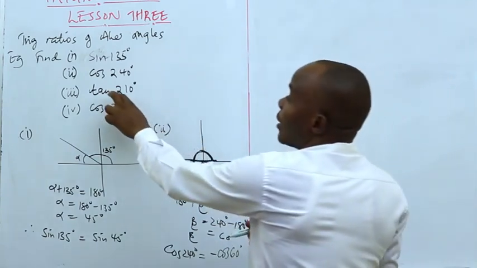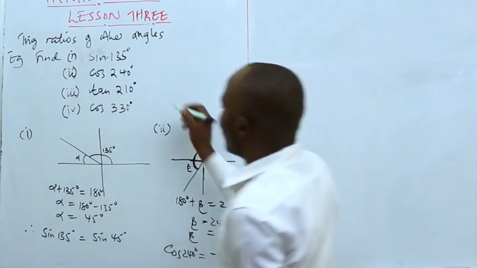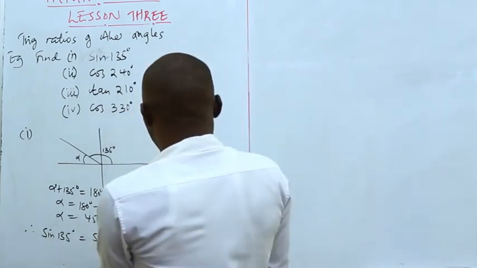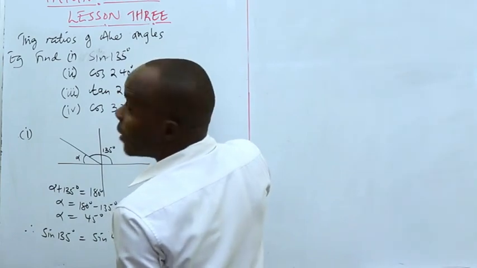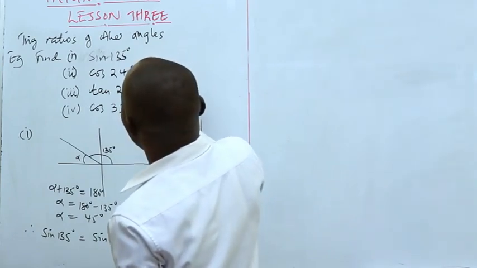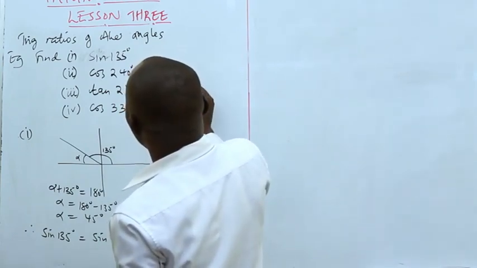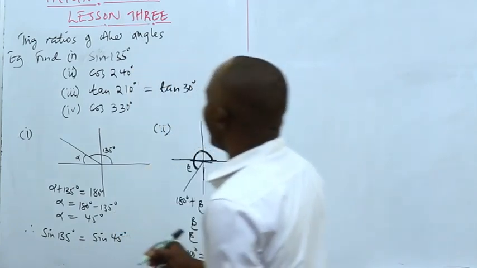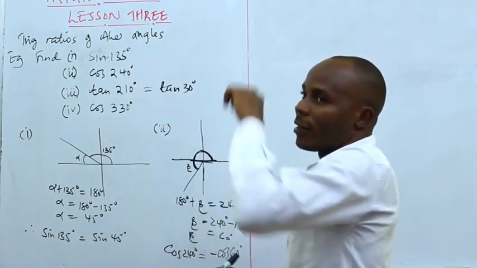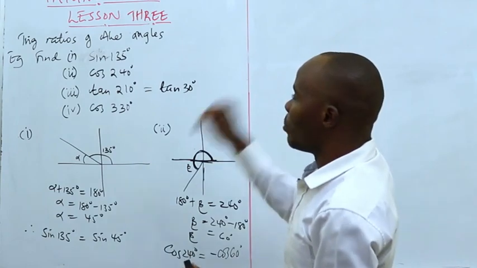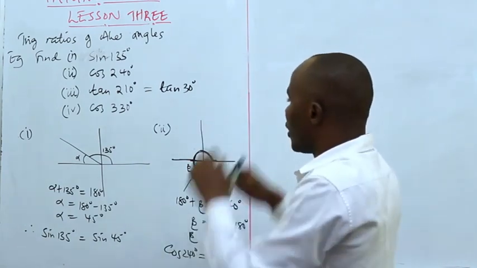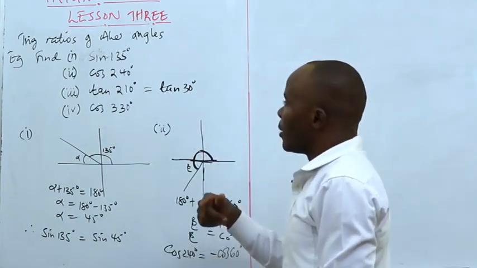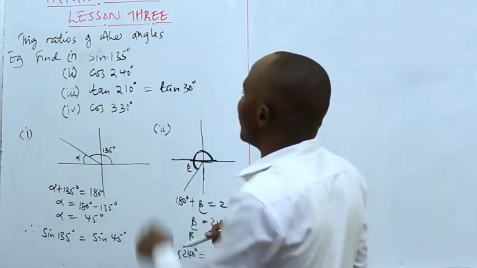If you try out with the tan, based on this explanation, this is the same as the tan of 30 degrees, because 210 is in the third quadrant. Tan is positive in the third. 210 minus 180 gives you the 30.